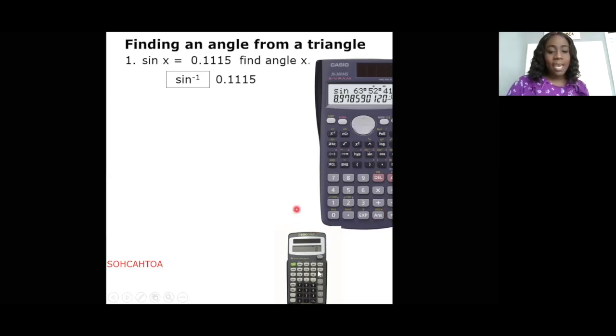All right? If you have a little screen calculator, and I'm sorry guys that I didn't put it up bigger, like a Texas, I think mostly Texas look like this. You're not going to press the second function button first. You're going to put in 0.1115. Then you're going to press second function, then you're going to press the sine button, then you're going to press equal.